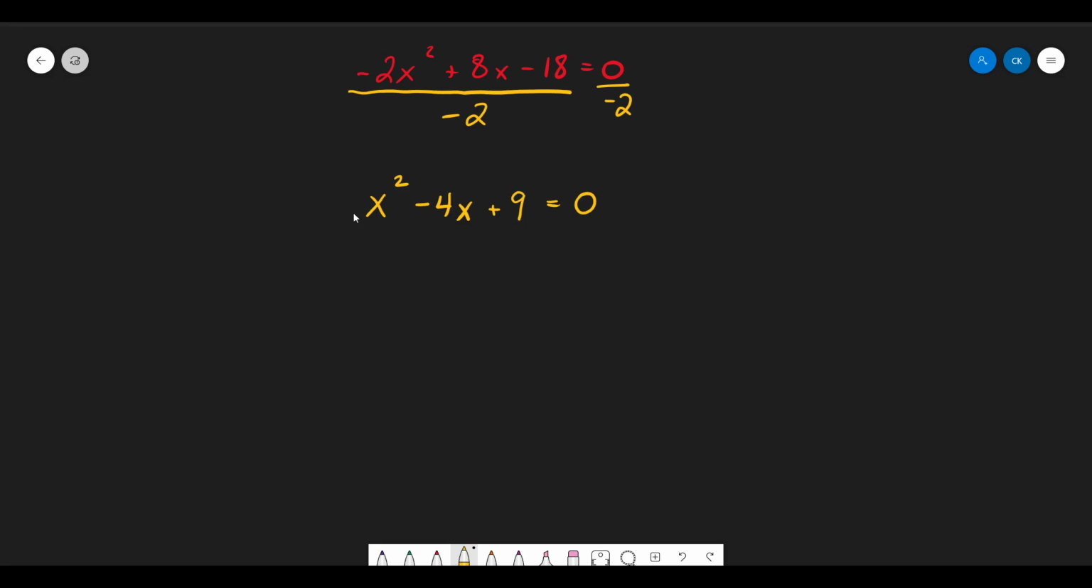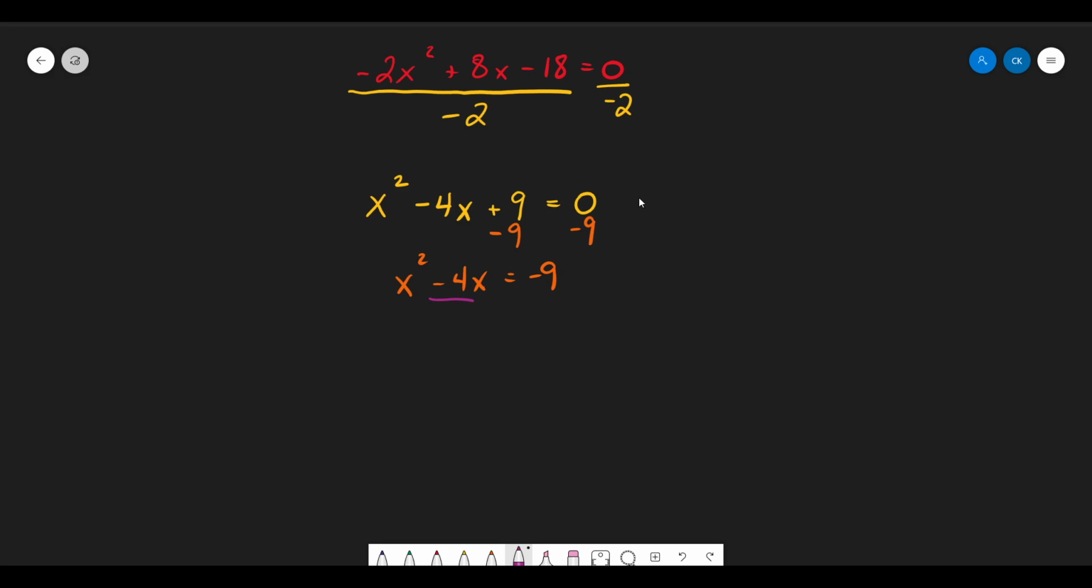Now I can do exactly what I was doing in my previous problems, because now I have a coefficient of a being 1. So I now can complete the square. I'm going to move my c to the other side. I'm going to subtract the 9. So I have x squared minus 4x equals negative 9.